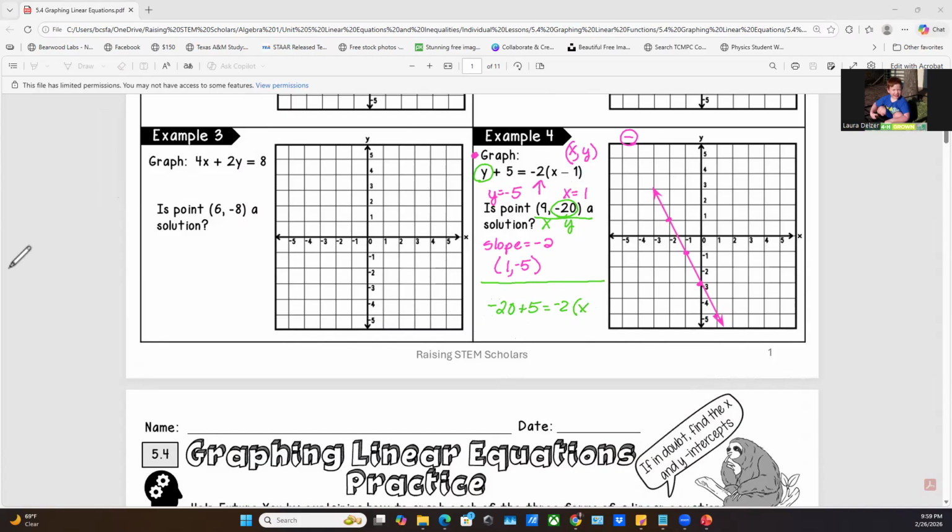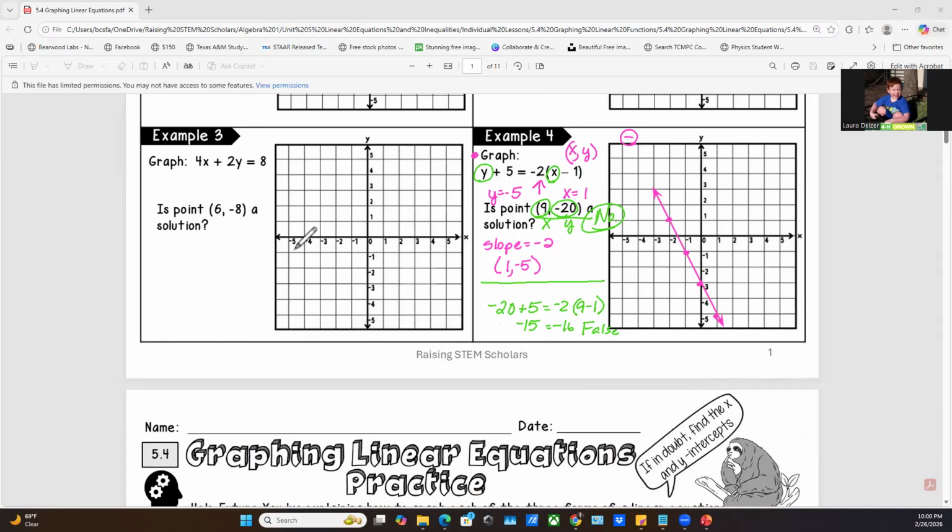Whoops. Let me erase that. My x value here is 9 minus 1. All right. So -20 plus 5 is -15. 9 minus 1 is 8 times -2 is -16. This is false. Okay, so no, this is not a solution. So that would not be a prediction that would fall on our line.